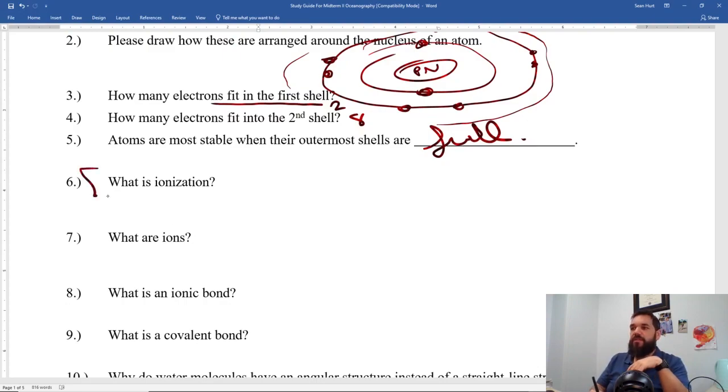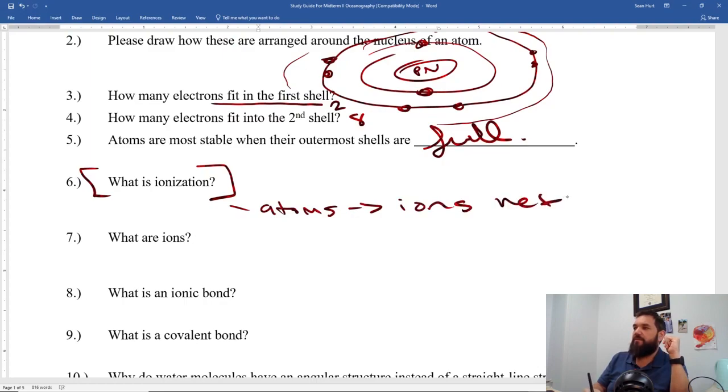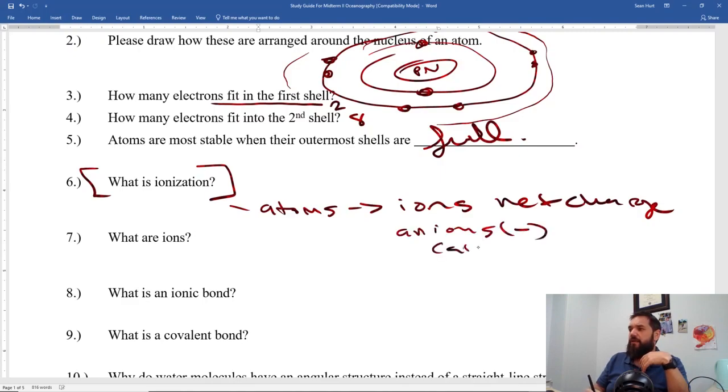That process of ionization is just when an atom takes on a net charge. So atoms become ions, right? That's ionization. Atoms become ions. That means they take on a net charge. So they're either going to gain or lose electrons, right? By gaining electrons, they're going to take on a negative charge and become anions, okay? So anions have a negative charge. I'm going to put a negative there. Cations have a positive charge, okay, like that.